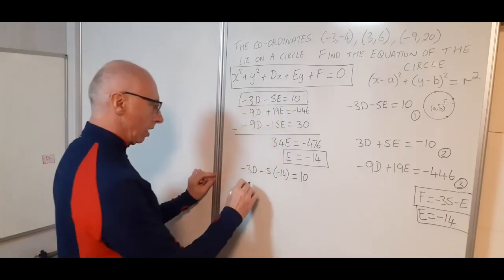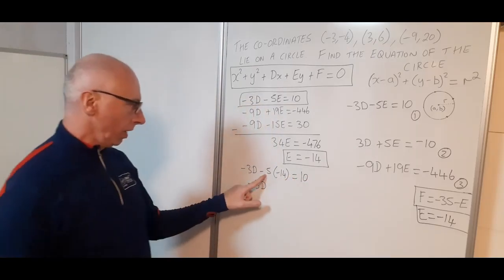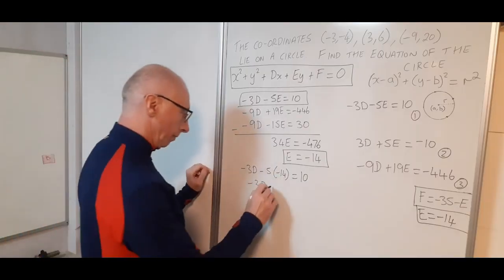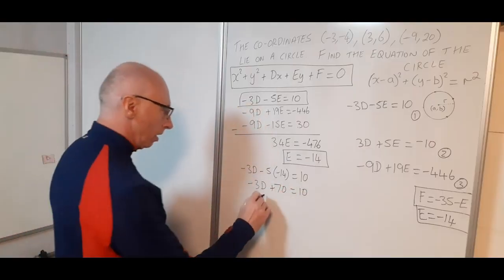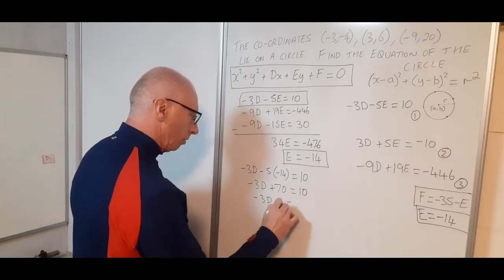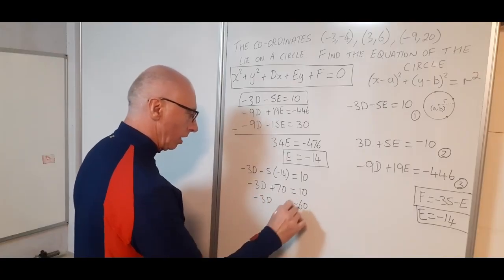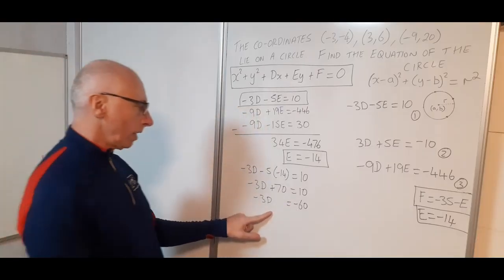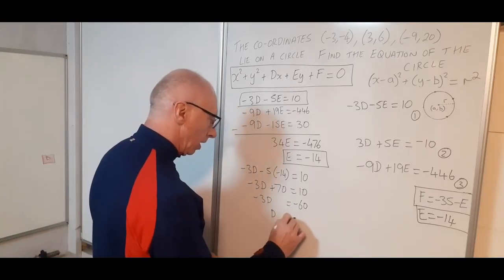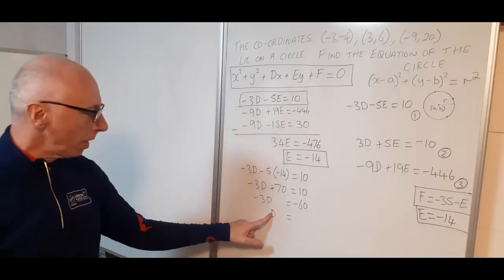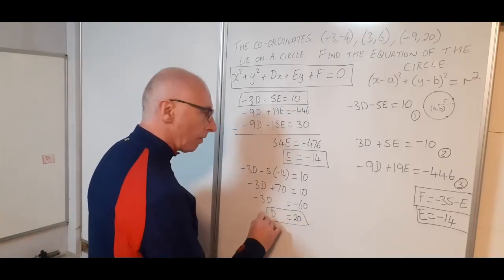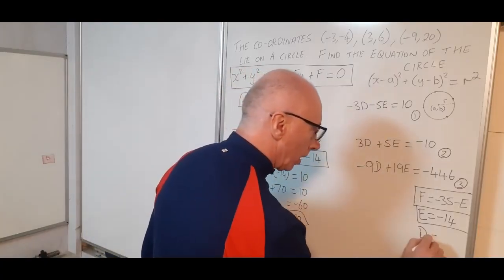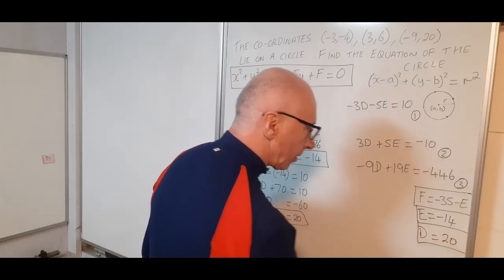So minus 3d, minus 5 times minus 14 is 70. So plus 70 equals 10. Subtract the 70, minus 3d equals 10 minus 70, which is minus 60. Divided through by minus 3, I get D equals 20. So that would take care of the D variable. So D equals 20. So that's that.